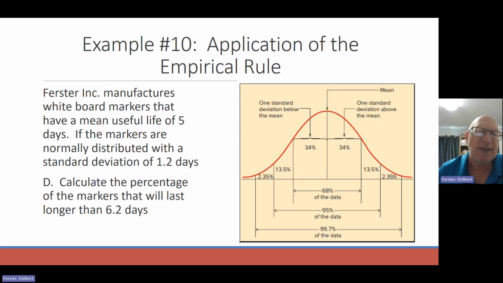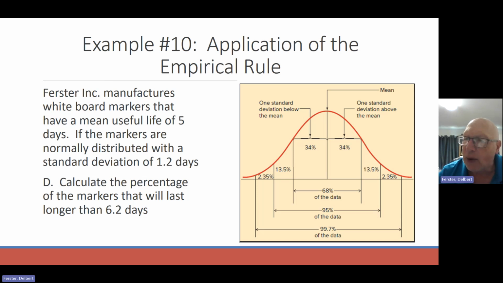All right, I threw this one in because I thought it was fun. The problem says calculate the percentage of markers that will last longer than 6.2 days. If you remember, the standard deviation is 1.2 and the mean is 5. So 6.2 is a value that's exactly 1 standard deviation above the mean.